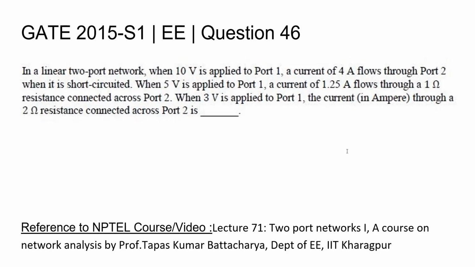Question 46, Electrical and Electronics Engineering, GATE 2015 Set 1. In a linear two-port network, when 10 volt is applied to port 1, a current of 4 ampere flows through the port 2 when it is short-circuited.